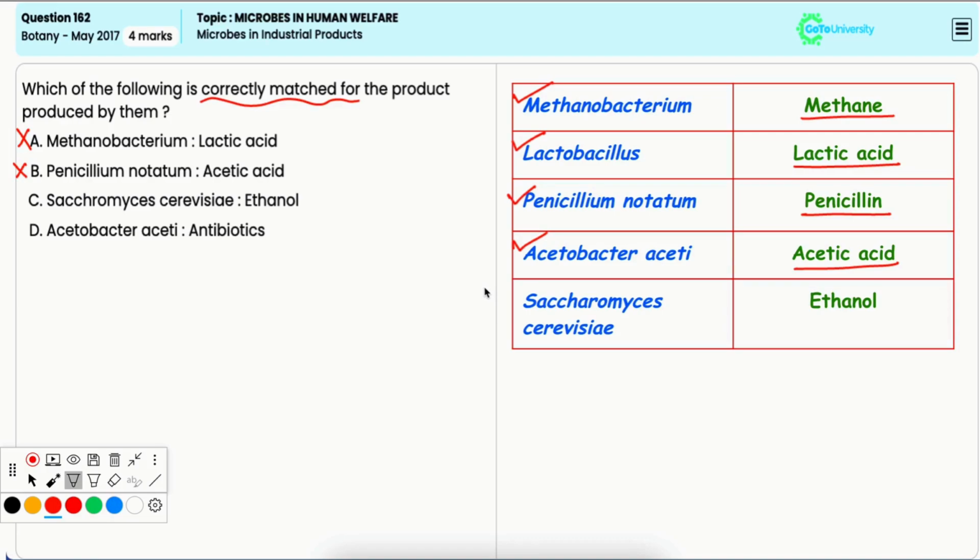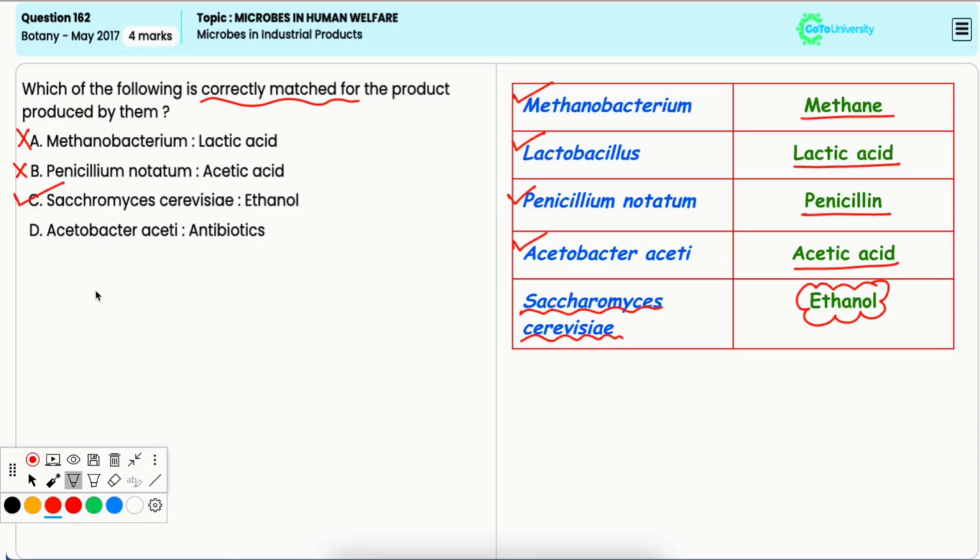Option C, Saccharomyces cerevisiae is to ethanol. Now, Saccharomyces cerevisiae, also known as brewer's yeast, is used in fermentation processes and it produces ethanol and carbon dioxide. Hence, it is the correct option.